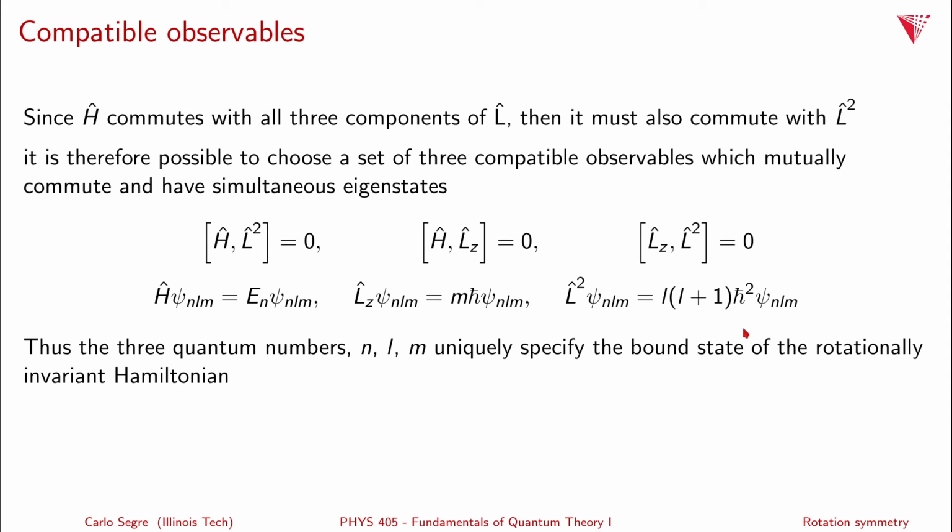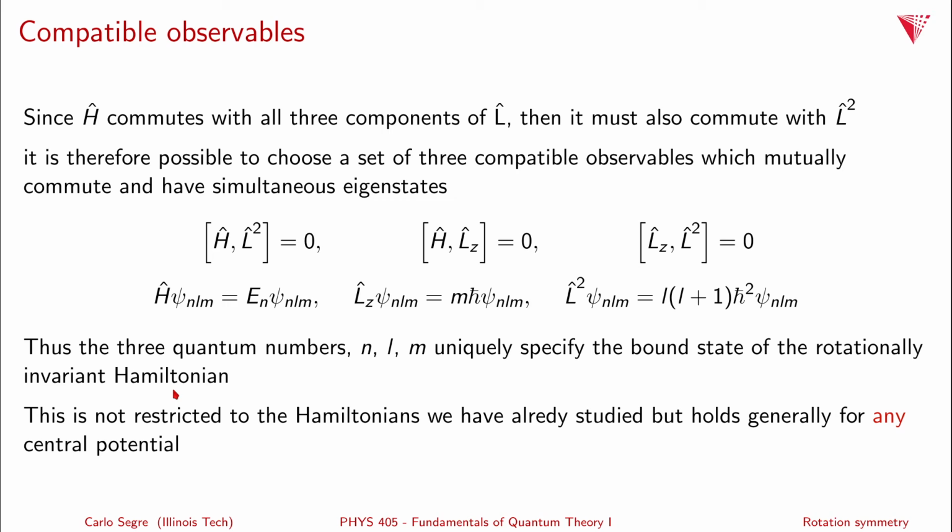Therefore, the three quantum numbers n, l, m will uniquely specify the bound state of the rotationally invariant Hamiltonian in 3 dimensions. This isn't restricted to the Hamiltonians we've studied already, but holds generally for any central potential.